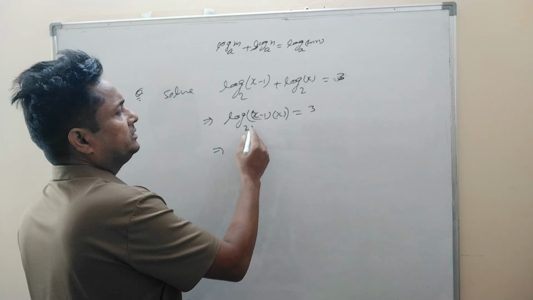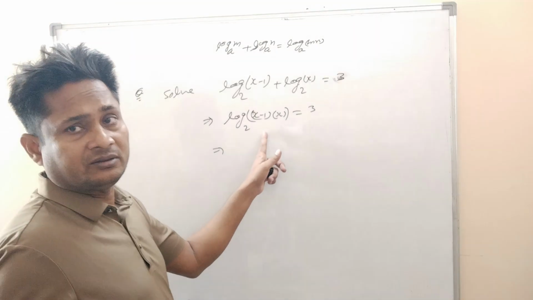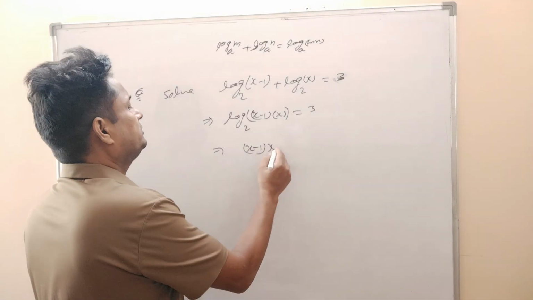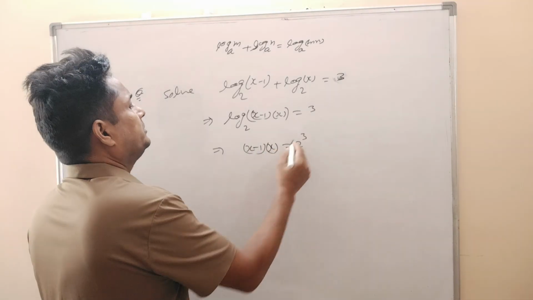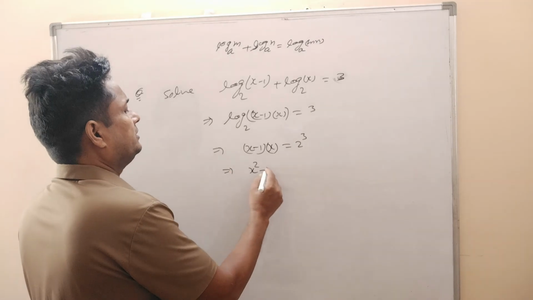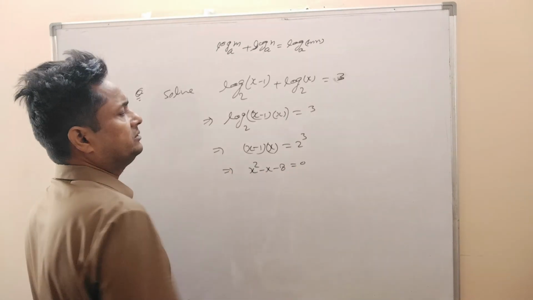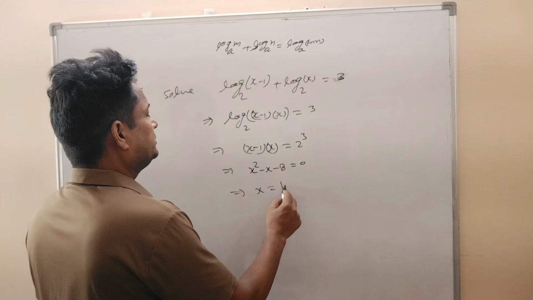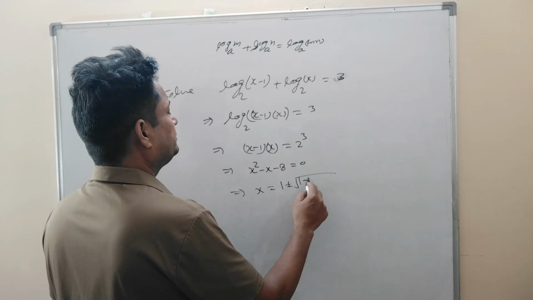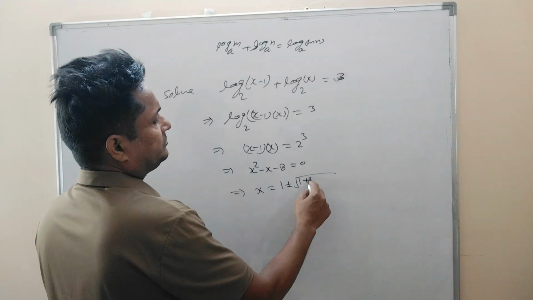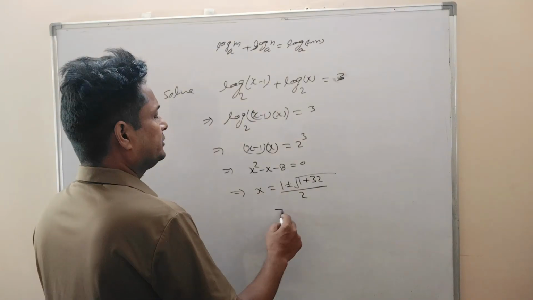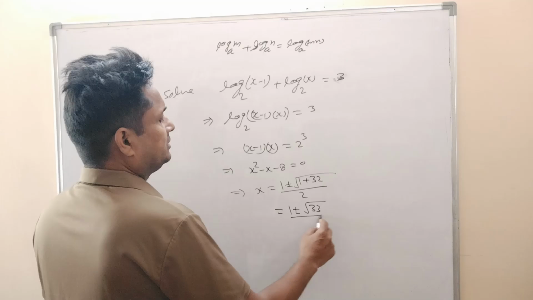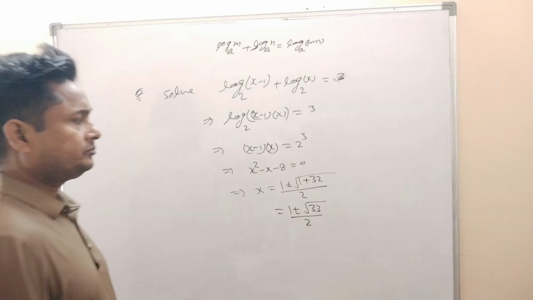Now eliminate the log from here. So this will be (x minus 1) into x is equal to 2 to the power 3. So this will be x square minus x minus 8 is equal to 0. Now solve this quadratic equation. So x will be how much? 1 plus minus under root b square minus 4ac, so this will be 32 by 2. So the answer will be 1 plus minus root 33 divided by 2.